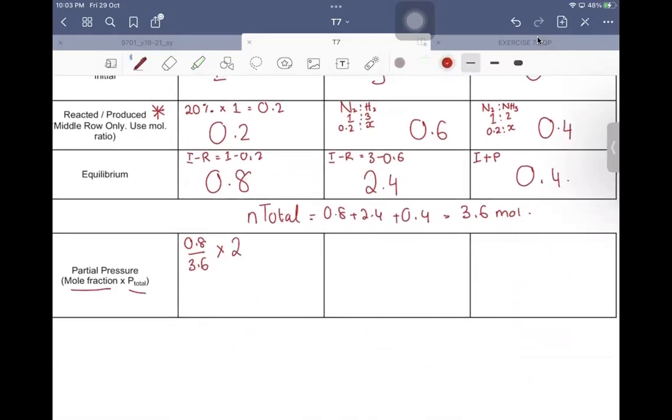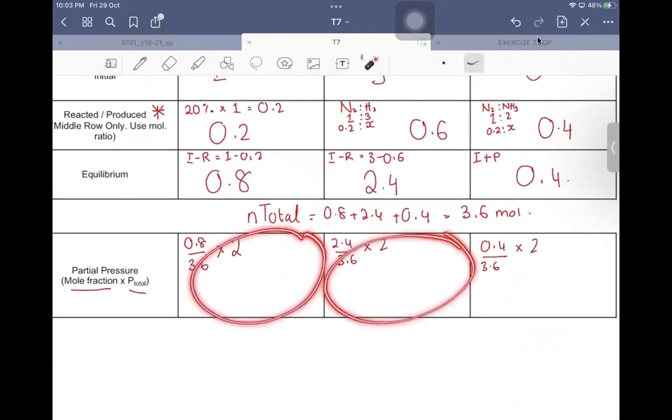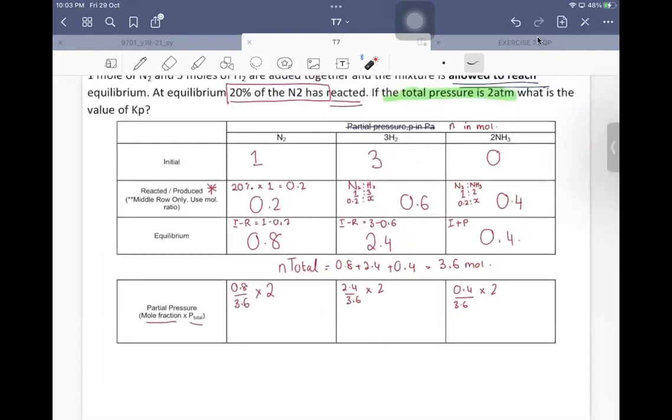Okay, and then for hydrogen, it's 2.4 over 3.6 times by total pressure. And lastly, for ammonia, it's 0.4 over 3.6 times by total pressure, which is 2. Whatever numbers you work out here, when you add them all up, it should be equal to 2. No more, no less, because that's your total pressure. You cannot have more total pressure or less total pressure than the number that is given to you. Okay, I'll let you work that out.